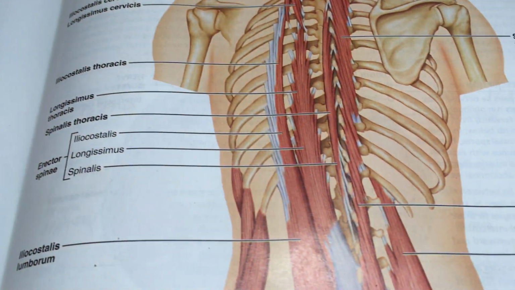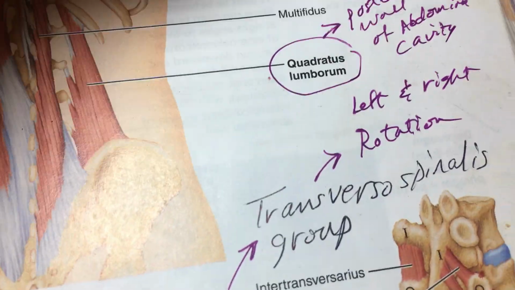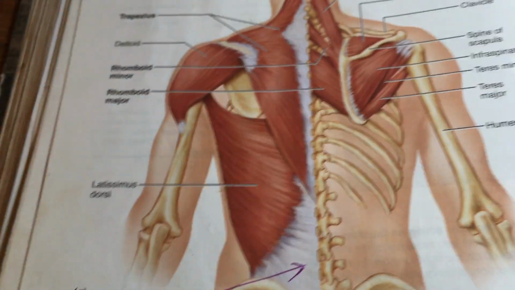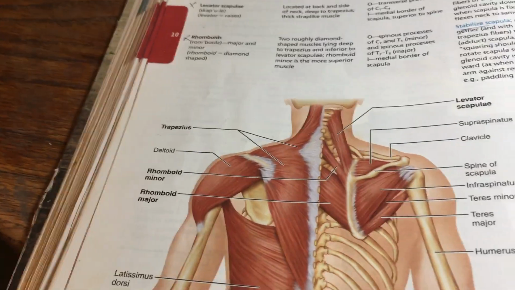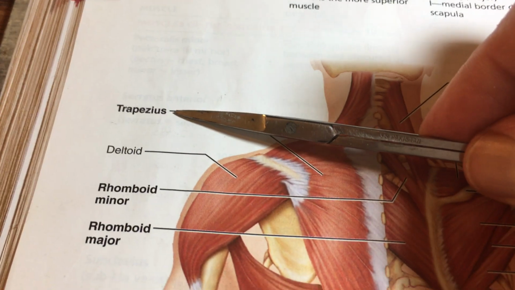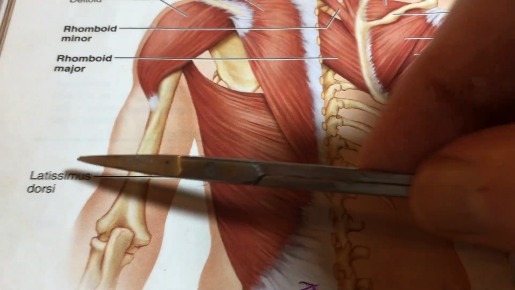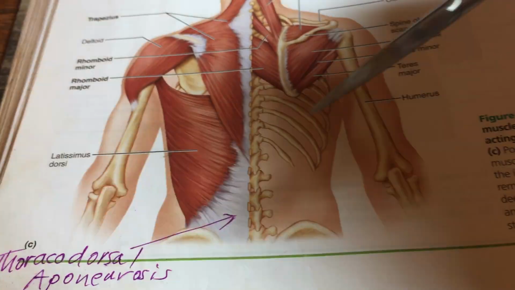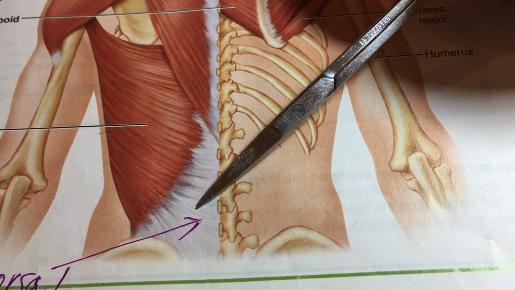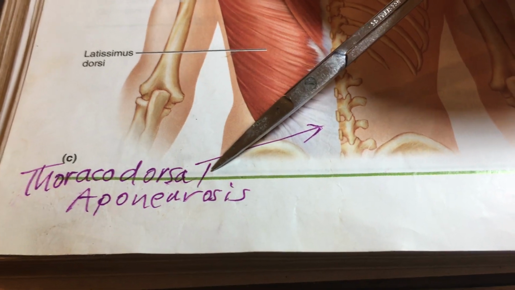Another thing that I want to bring to your attention here, and I'm taking a little extra time to do that, is this little view right here. Here are some more superficial muscles. We have this big one here that's called Trapezius, and then we have this one right here, which is called Latissimus Dorsi. And you'll notice Latissimus Dorsi is arising from a flat tendon right here, and I'm naming that for you, thoracodorsal aponeurosis.